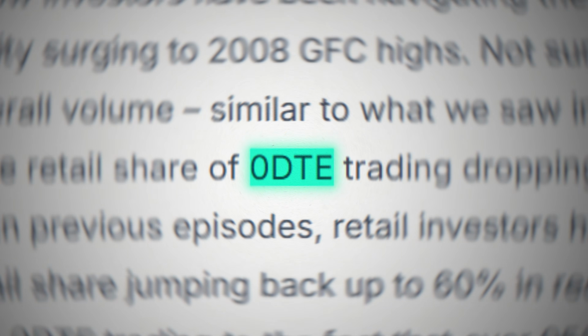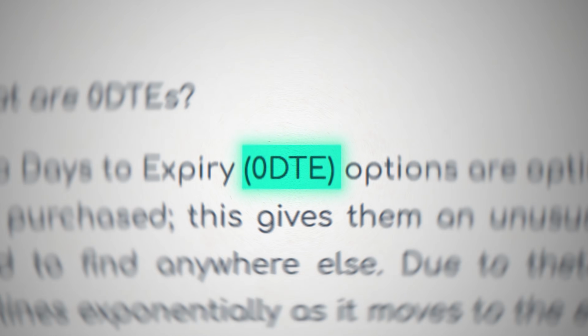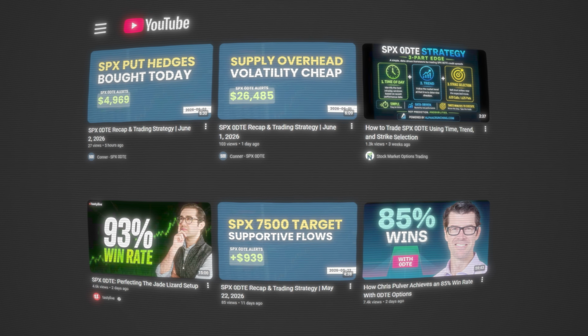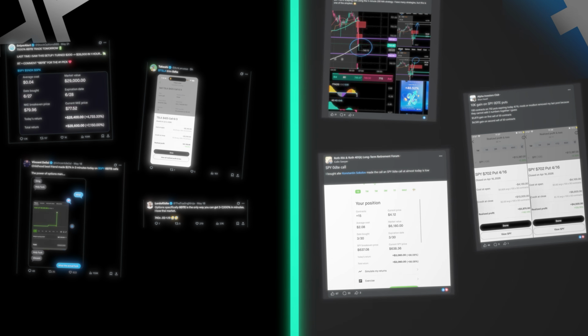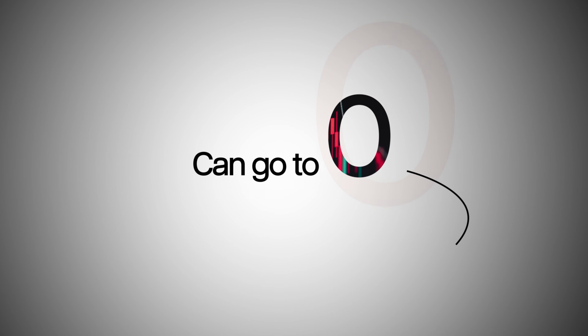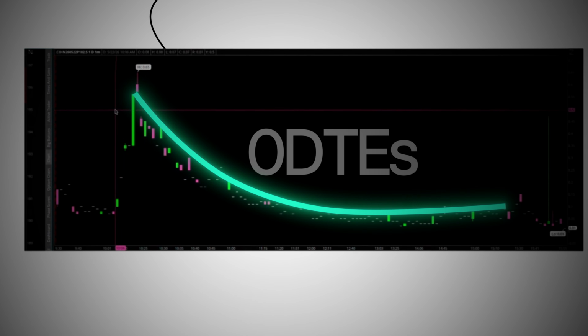Zero DTEs get a lot of hype in the trading community. People talk about cheap entries, large percentage gains, and all over social media you'll see these screenshots where people turned a small amount into large returns in just one day. But what they don't talk about enough is how easily those same contracts can go to zero, even when your chart analysis, thesis, and direction that the stock went in that day was correct.